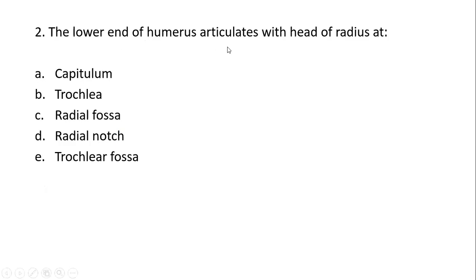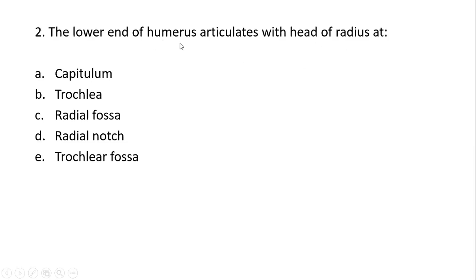The lower end of the humerus articulates with head of the radius. Now we must remember that the lower end of the humerus articulates with the bones of the forearm, that is radius and ulna, to form a joint called the elbow joint. Now in this question, what you are asked is the bony landmark in the lower end of the humerus that particularly articulates with the radius, head of the radius.